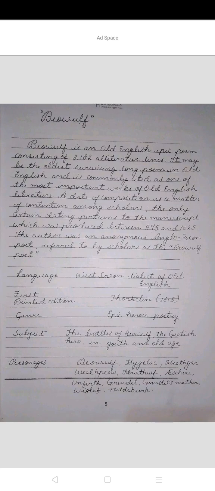The language used is the West Saxon dialect of Old English. First printed edition: Thorkelin, 1815. Genre: epic heroic poetry. Subject: the battles of Beowulf, the greatest hero, in youth and old age. Personages: Beowulf, Hygelac, Hrothgar, Wealhtheow, Hrothulf, Aeschere, Unferth, Grendel, Grendel's mother, Wiglaf, Hildeburh.